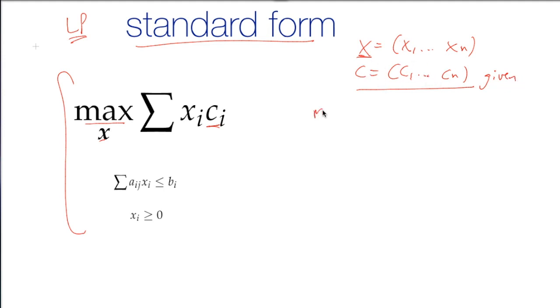Okay, so one can also write this as basically c transpose x, like that if you want. And then it's going to be subject to a constraint like this. You're going to take a dot product of these xi's, and they have to be upper bounded by bi. And each of the values have to be positive. So this is how you specify a linear program. Let me argue why specifying a linear program like this is without loss of generality.